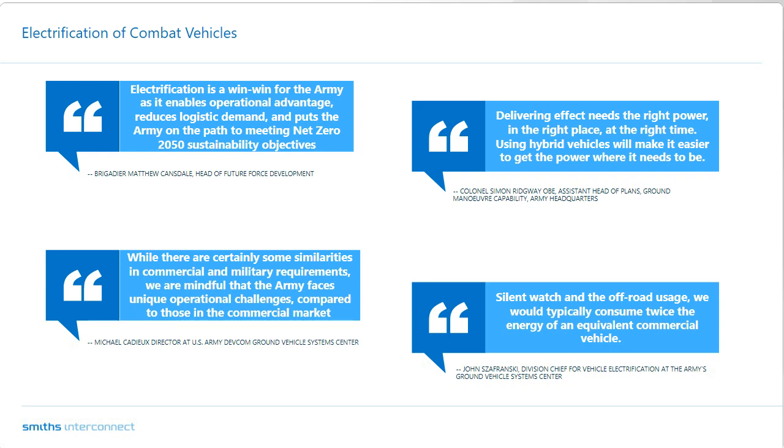By using hybrid vehicles and ultimately fully electric vehicles to power things like field hospitals and communication centers, we're able to change the landscape and change what we do with combat vehicles. Down at the bottom, while there are certainly some similarities in commercial and military requirements, we're mindful that the Army faces unique operational challenges compared to those in the commercial market, and silent watch and off-road usage would typically use twice the energy of an equivalent commercial vehicle.